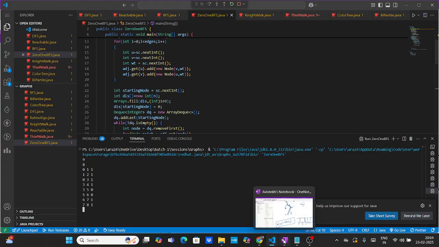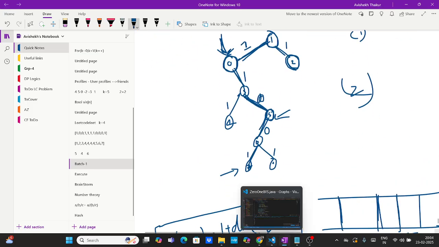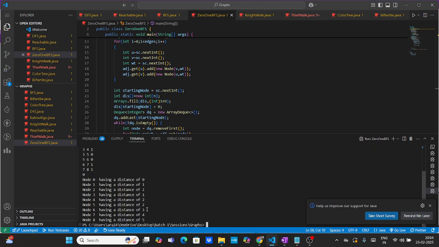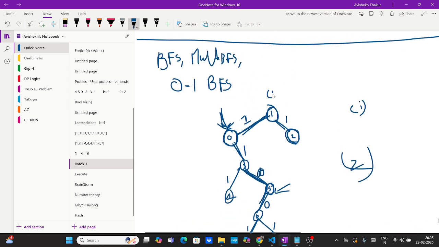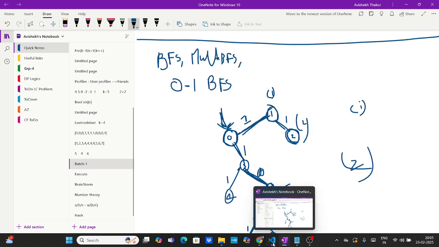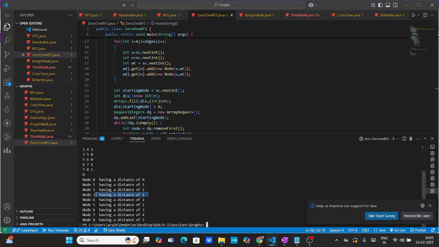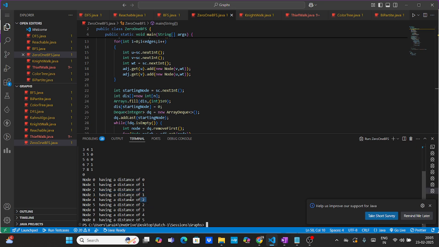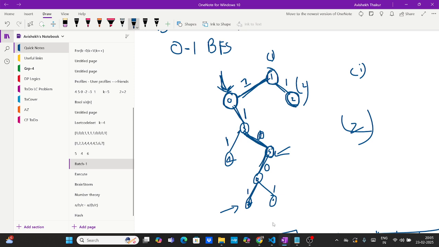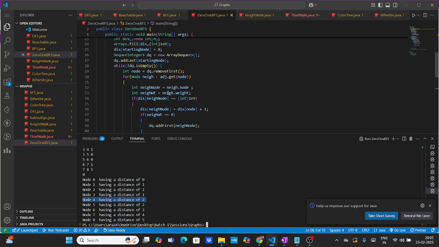And what's the starting node? We have started from 0, right? Yes. Something has come out. Let's see. Node 1 has a distance of 1, node 2 has a distance of 2. Correct. Node 3 is 1. Node 4 is having 2. Node 5 should be 1. What are you getting? Okay, what's the bug?